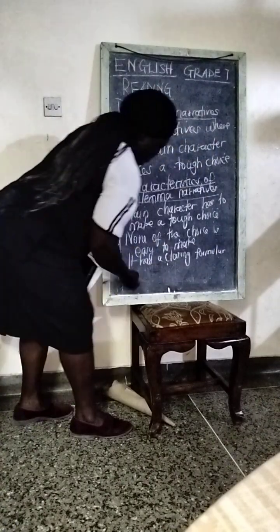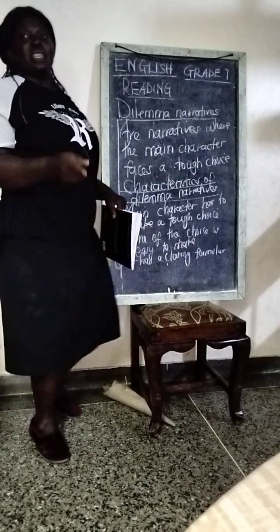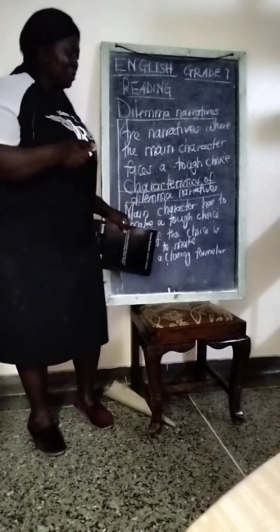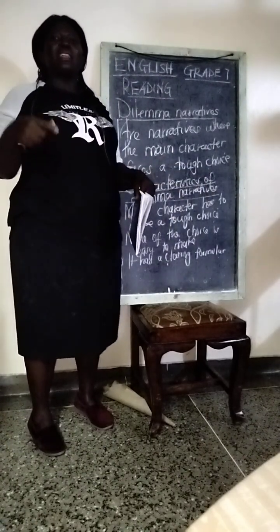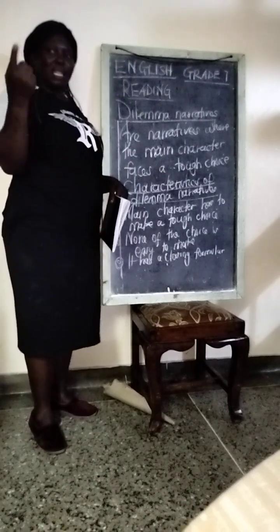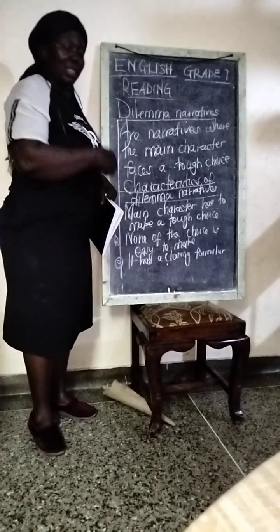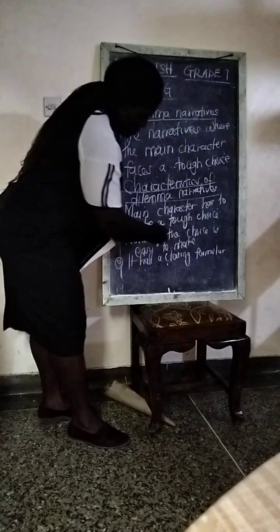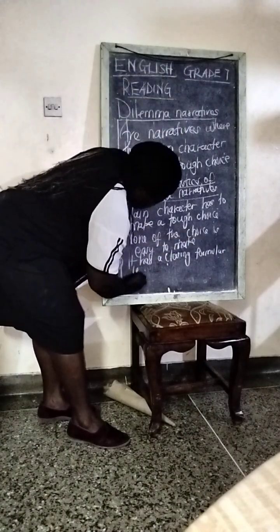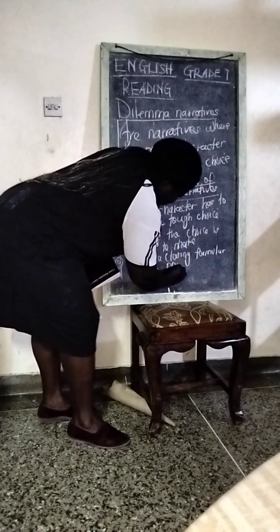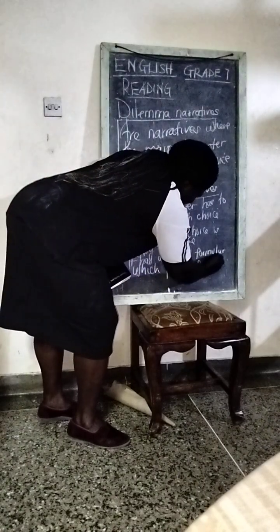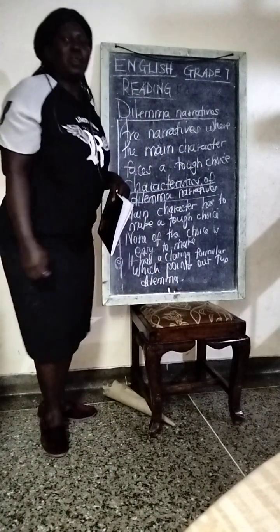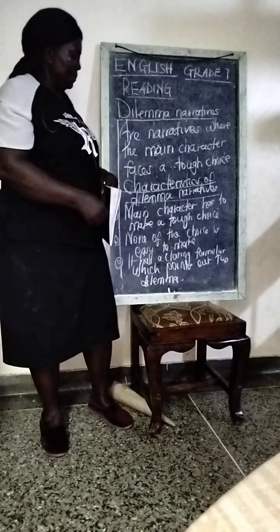What is a closing formula? A closing formula is a statement that marks the end of the story. What makes the closing formula of dilemma narratives different from other narratives? What makes the dilemma narrative closing formula different is that the closing formula points out the dilemma. So it has a closing formula which points out the dilemma.